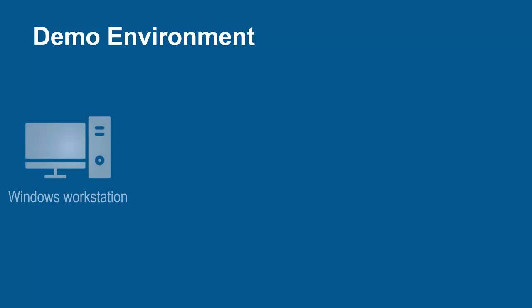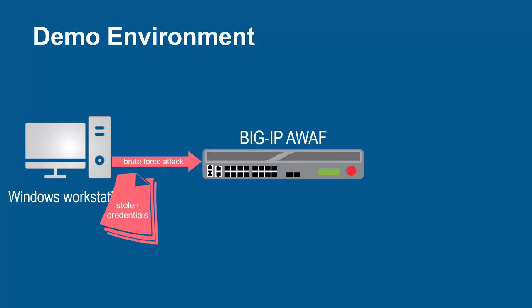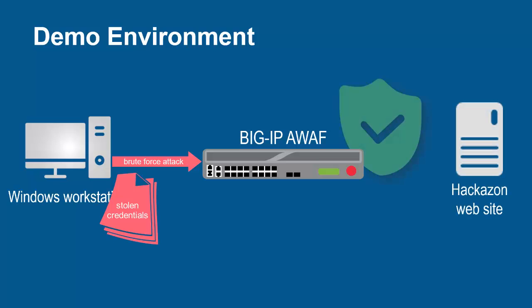The environment for this demo contains three devices. A Windows workstation will be used to submit brute force attack requests, using a stolen list of usernames and passwords. These requests will arrive at the F5 BIG-IP system, running Advanced WAF. The BIG-IP system sits in front of and protects the backend web application.